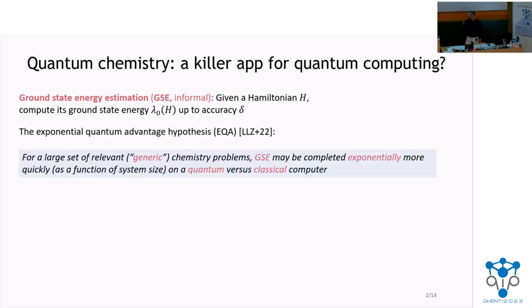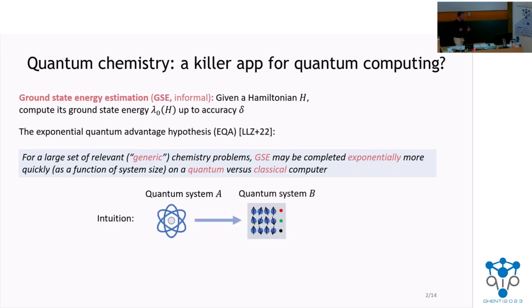And recently, Lee and others formulated the idea that this perhaps may be done exponentially faster on a quantum versus a classical computer, as the exponential quantum advantage hypothesis for quantum chemistry, which reads as follows. For a large set of relevant generic chemistry problems, the ground-state energy estimation problem may be completed exponentially more quickly, as a function of the system size, on a quantum versus a classical computer.